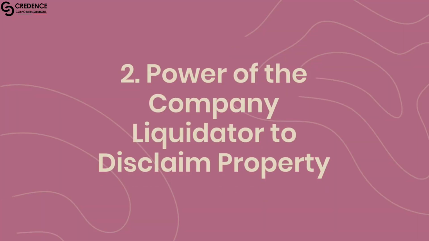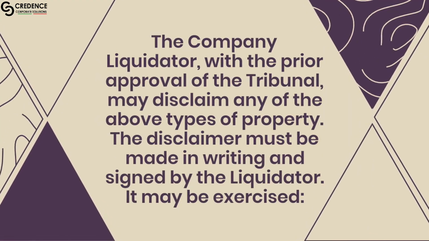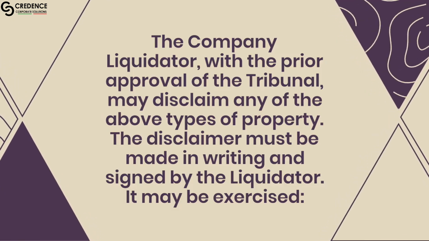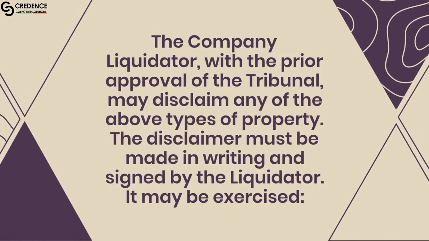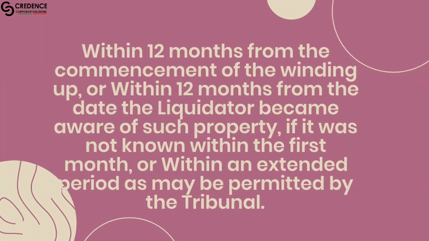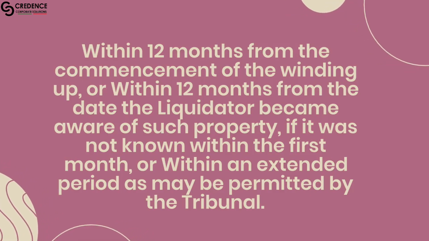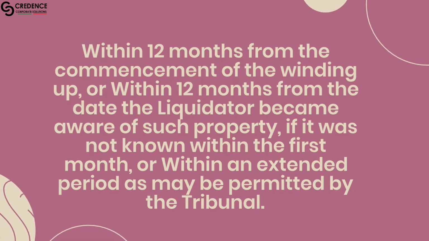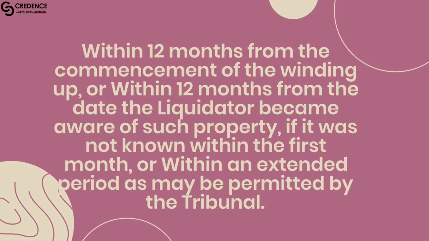2. Power of the company liquidator to disclaim property. The company liquidator, with the prior approval of the tribunal, may disclaim any of the above types of property. The disclaimer must be made in writing and signed by the liquidator. It may be exercised within 12 months from the commencement of the winding up, or within 12 months from the date the liquidator became aware of such property, if it was not known within the first month, or within an extended period as may be permitted by the tribunal.